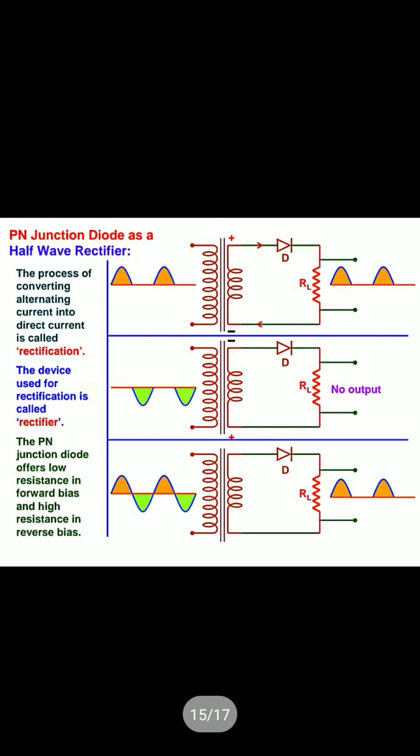But for the lower half, the negative half, that means the upper side will be negative and the lower side will be negative, then the diode does not allow any current to flow through it. So at the output, across the RL, we get no output. And the last figure is a combined effect of the first two. So the upper half, then the lower half, the green color is the lower half, that means negative, then again positive, then again negative. That's why this is called AC.